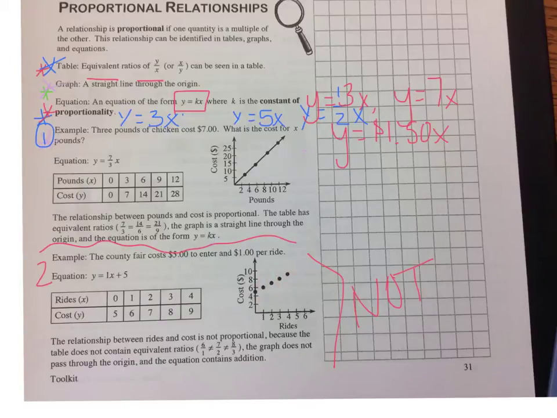I can see on my table it's not proportional because if I take 6 divided by 1, I get 6. If I do 7 divided by 2, I get 3.5. I don't have a constant there when I divide my y by x, so that's another reason that that one is not a proportional relationship. And finally, you can see why it's not by looking at this equation. It's y equals 1x plus 5. That plus 5 at the end is enough to make us know that it's not proportional, since it has to just be y equals some number times x, nothing added on at the end.